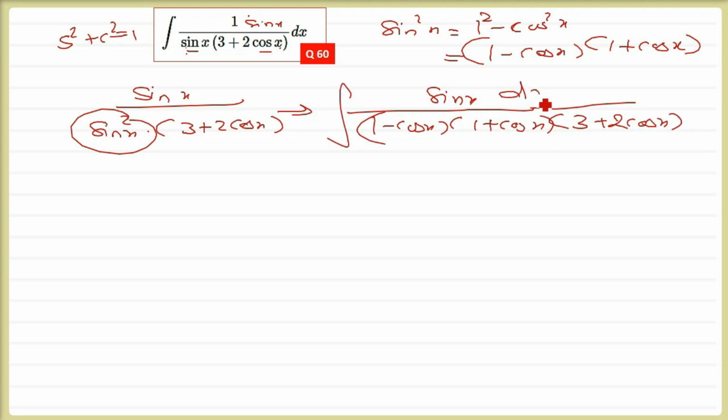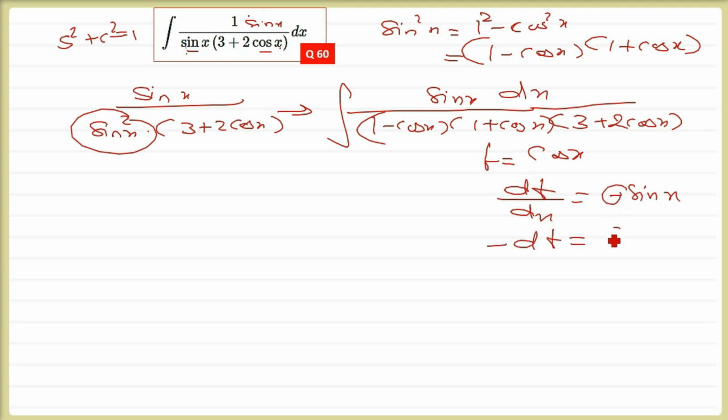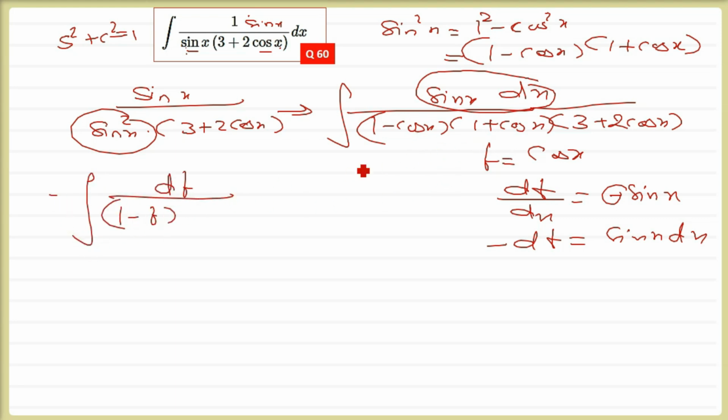So if you want to integrate it, you have to take cos x equals t. So dt by dx will be equal to negative sin x. So negative dt will be equal to sin x dx. Sin x dx you can write as negative dt. But what you see here, 1 minus cos x is there, 1 minus t you can write. 1 plus cos x as 1 plus t. And then 3 plus 2 cos x, which is 3 plus 2t.